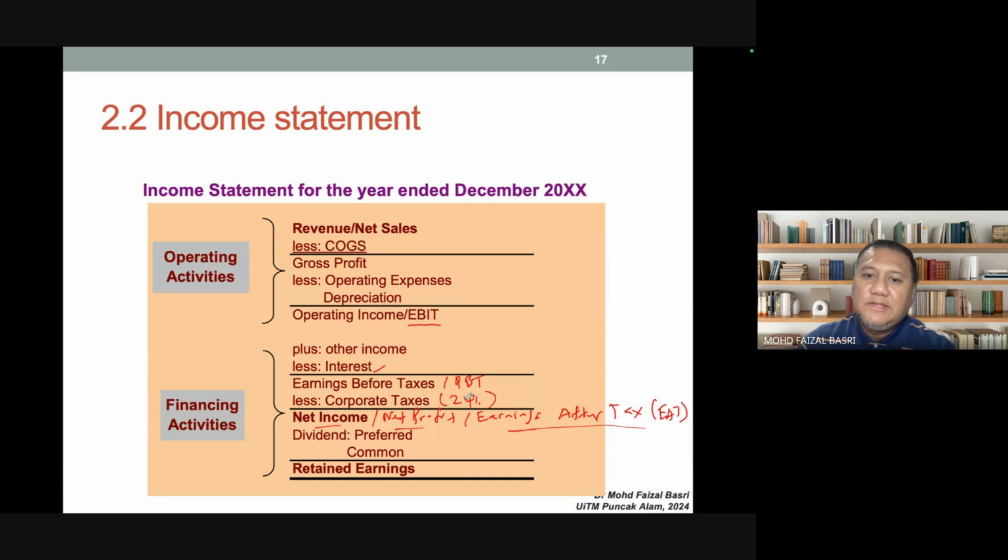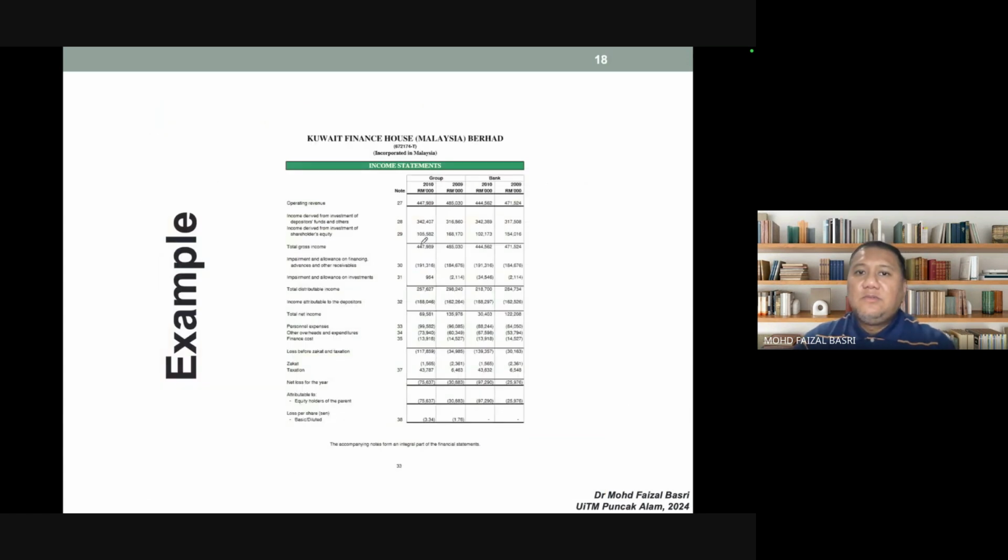deducting the tax rate. And from the net income, remember tadi dia pecah kepada dua lah. Dia bayar dividend and the balance akan masuk dalam return. Okay, so that's our income statement. And this is how the income statements of the same company looks like.